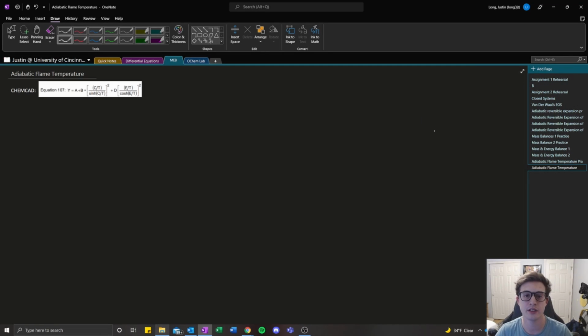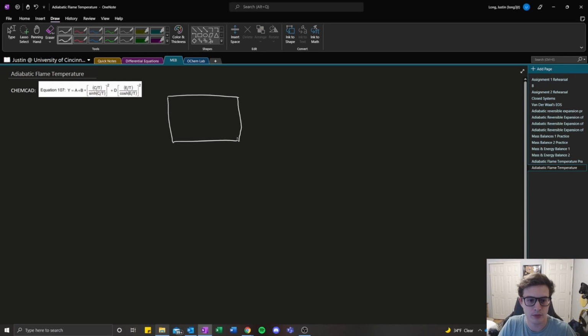Today we are going to be discussing the adiabatic flame temperature. So we're going to start off by looking at a system here, and this system is going to be a closed system. In this closed system we have some material going in, and this material is made up of air and fuel. And what we have coming out of this system is a flame, and this flame is really just hot gas.